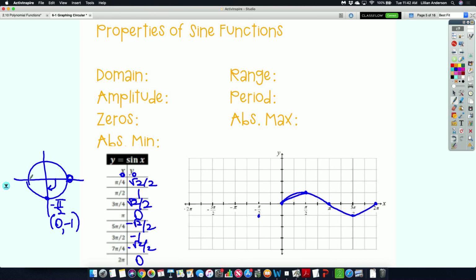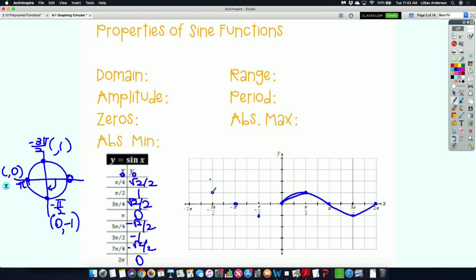Let's keep going. What about at this point? What's this point right here? The sine is 0, yes. What's the? Negative pi. What about up here? Negative 3 pi over 2. What's the sine at negative 3 pi over 2? It's 1.